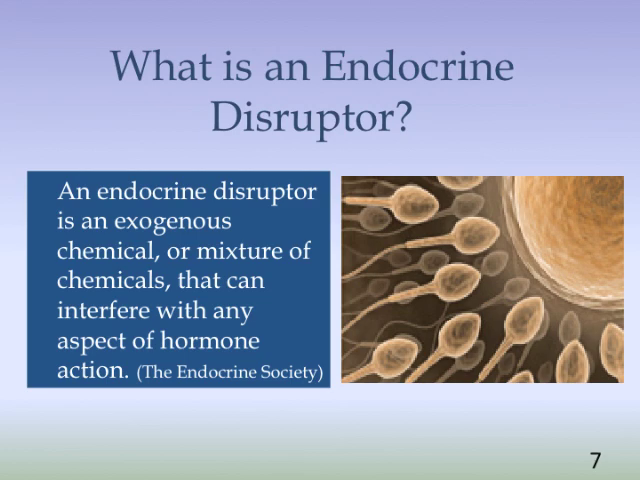Slide 7. So what is an endocrine disruptor? According to the Endocrine Society, an endocrine disruptor is an exogenous chemical, meaning a chemical from outside the body, or a mixture of chemicals that can interfere with any aspect of hormone action. The World Health Organization's definition also specifies that a chemical must cause adverse health effects to be considered an endocrine disruptor.